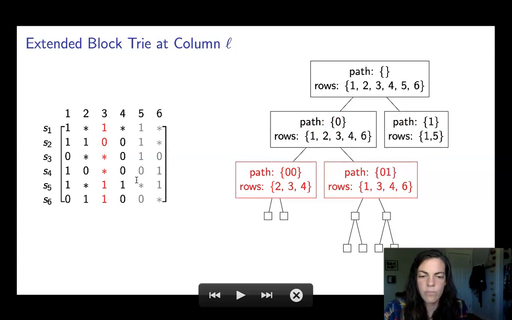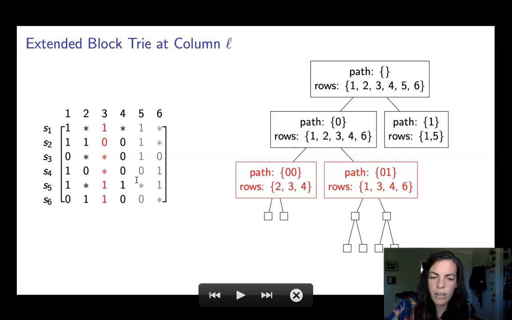Looking at the next column, column 3, we add both children of the 0 node. Path 0, 0 matches to rows 2, 3, and 4, and path 0, 1 matches to rows 1, 3, 4, and 6.